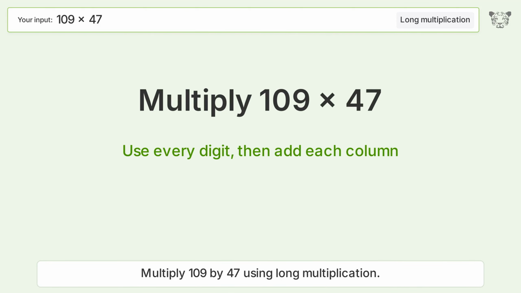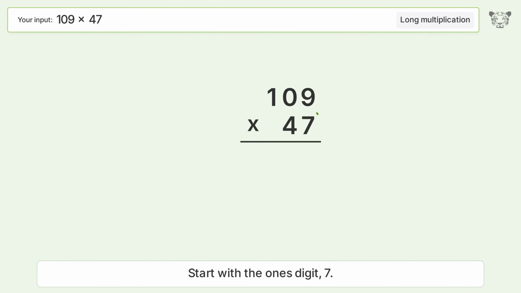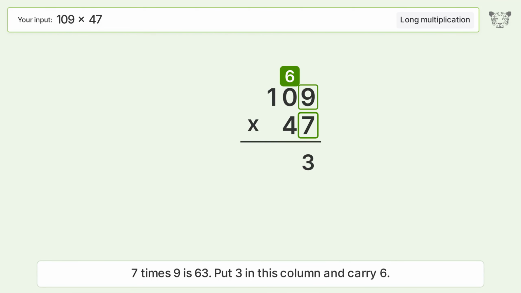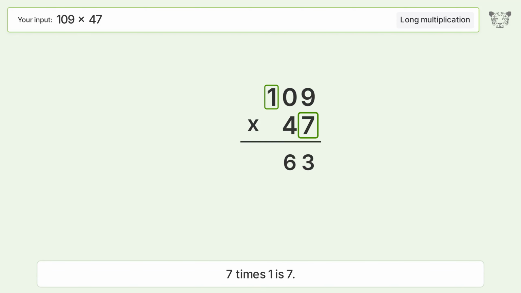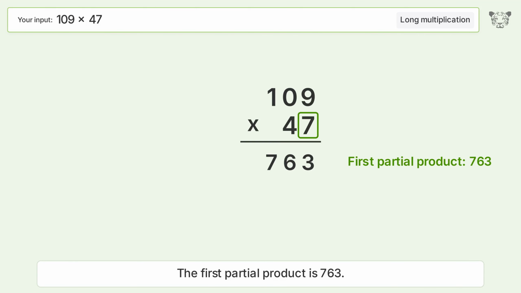Multiply 109 by 47 using long multiplication. Start with the ones digit, 7. 7 times 9 is 63. Put 3 in this column and carry 6. 7 times 0 plus the carried 6 is 6. 7 times 1 is 7. The first partial product is 763.